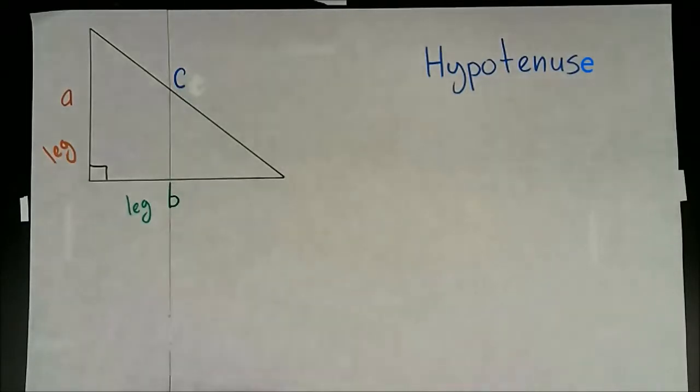And the longest side is always C. Now I've talked quite a bit about this Pythagorean theorem, which I haven't really mentioned. It's a formula. And the formula looks like this.